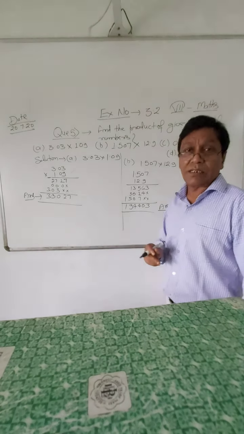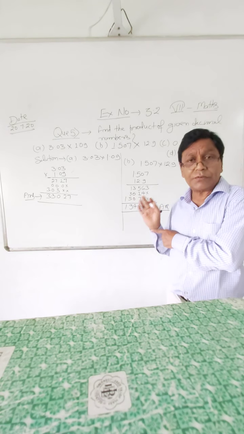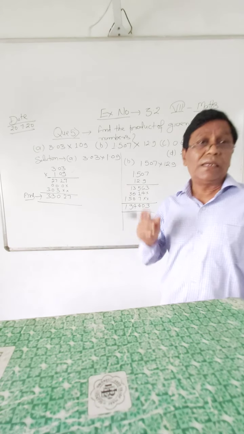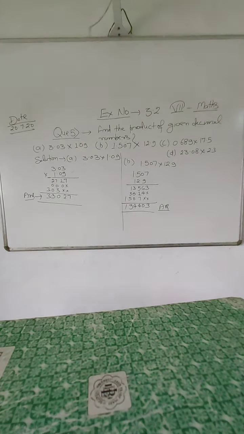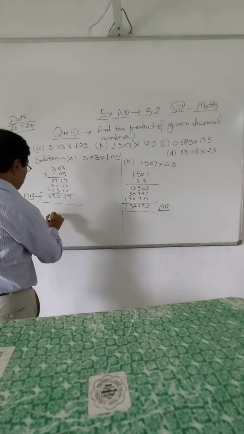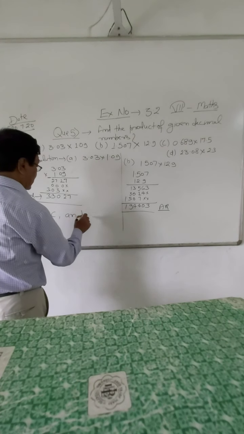Again C and D, 2 more questions are given here. This you try yourself. 2 I have solved and the same pattern 2 more questions are given, that you try yourself. It's clear? Now question number 5 is completed. In this one, homework I am giving question number C and D.